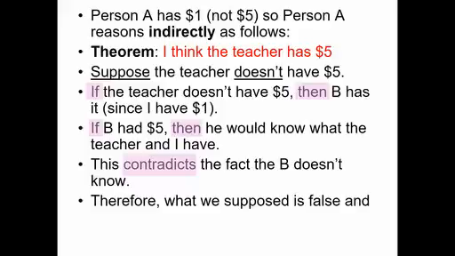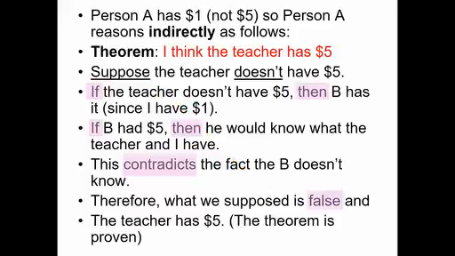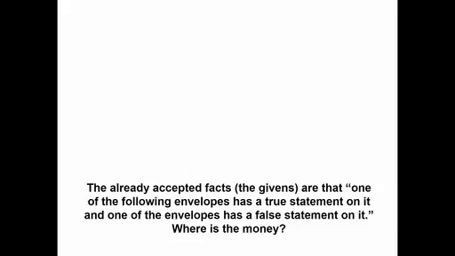So we ran into a contradiction. So we always continue, it ends this way every time. Therefore, what we supposed, teacher doesn't have it, is false. We ran into a contradiction. And therefore, the teacher has the $5, which is what we were trying to prove. So that was an indirect proof, and we figured that thing out using indirect reasoning. Here's another one. More money.